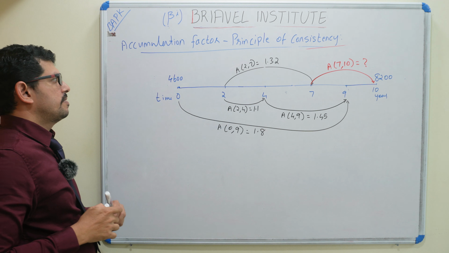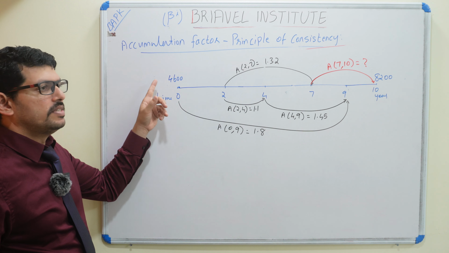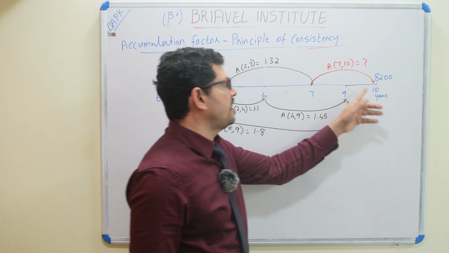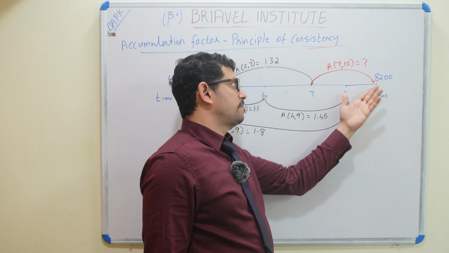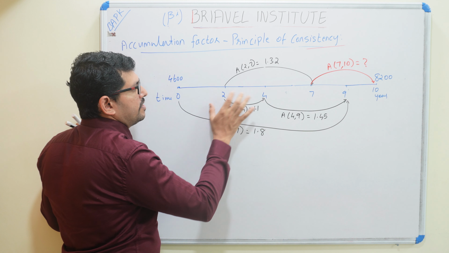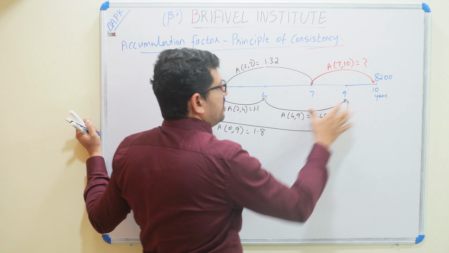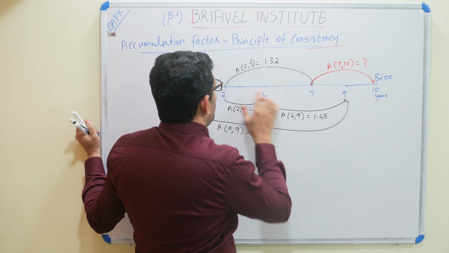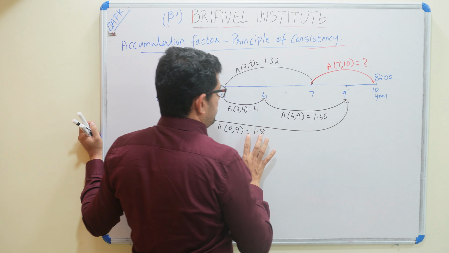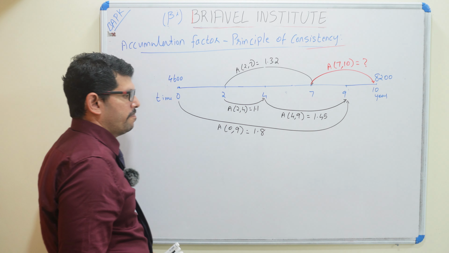In this question you see, this person invested 4,600 at time 0. After 10 years it is becoming 8,200. So it is accumulated. And they have given some values: for the period 2 to 4, the accumulation factor is 1.1. For 4 to 9, it is 1.45. For 2 to 7, it is 1.32. And for 0 to 9, it is 1.8. Now we need to find the accumulation factor of 7 to 10.